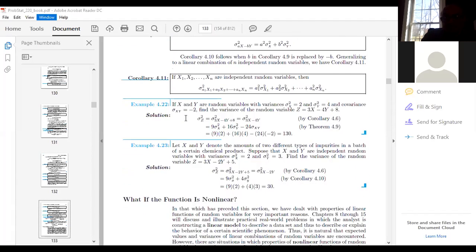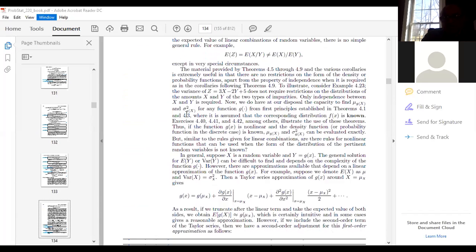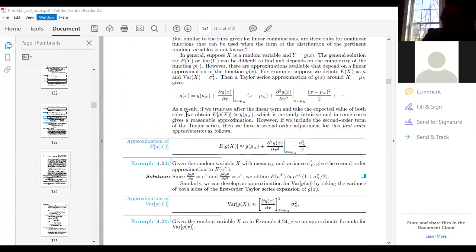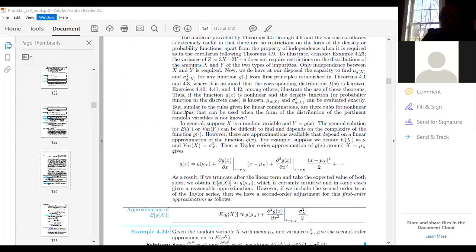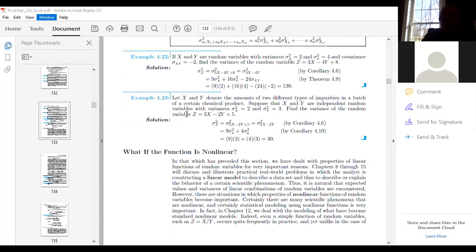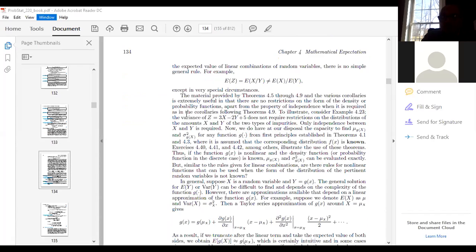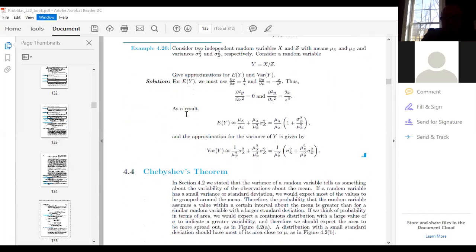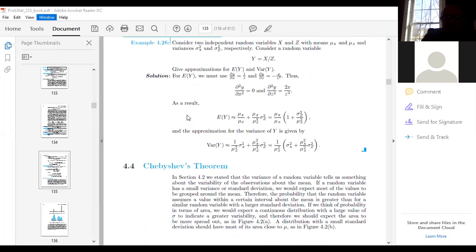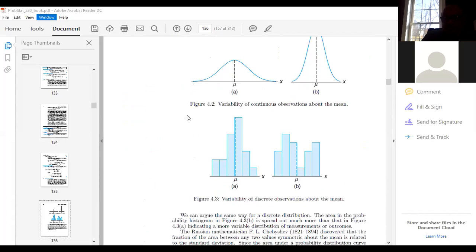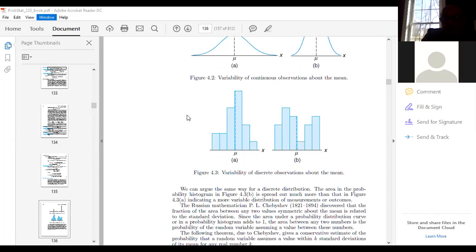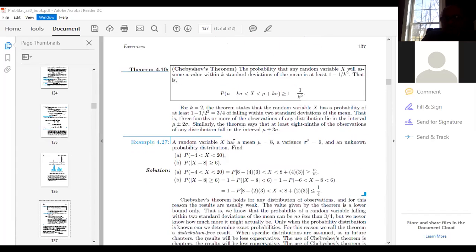If you go for this one, you are going to get this. That's what we have done. And there is one more thing that is called the Chebyshev polynomial. Chebyshev's function or theorem is given something like this. Just try to read this one: the variability of a continuous observation about the mean and discrete observation about the mean. These two things are given.